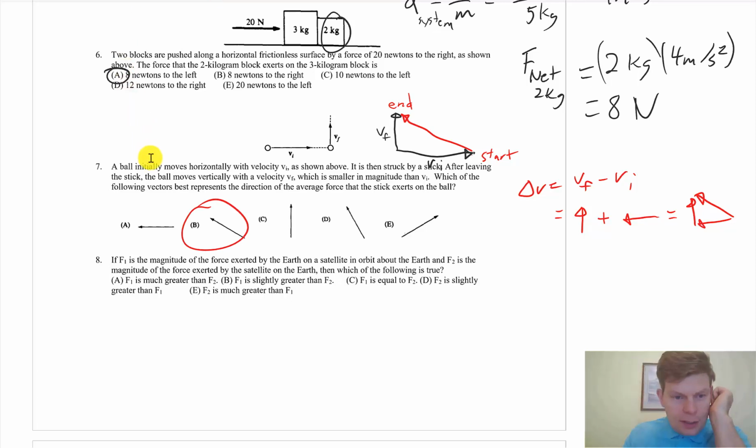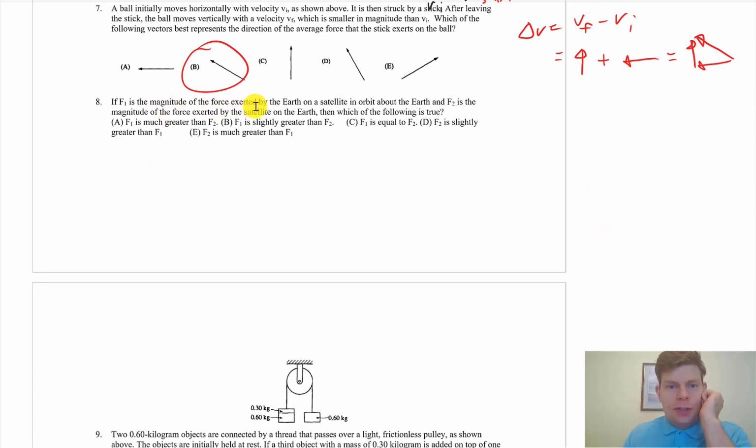All right, let's look at number 8. F1 is the magnitude of the force exerted by Earth on a satellite in orbit around Earth, and F2 is the magnitude of the force exerted by the satellite on the Earth, and which of the following is true? We're talking about two objects here. I push on you with 50 newtons. How hard do you push on me?